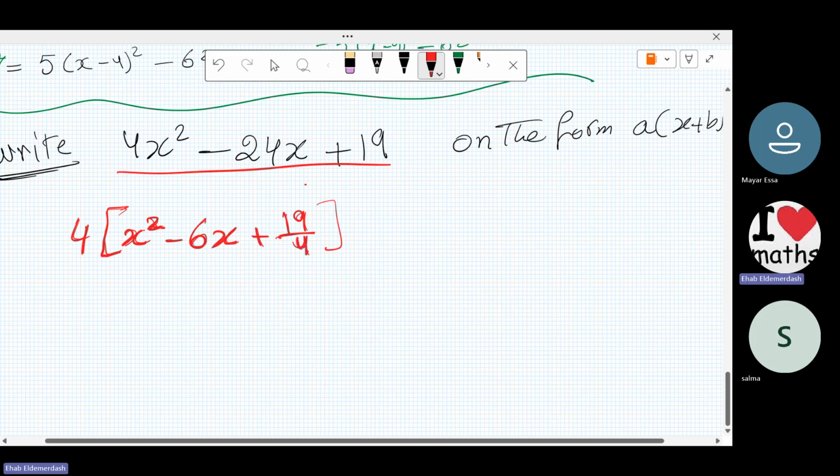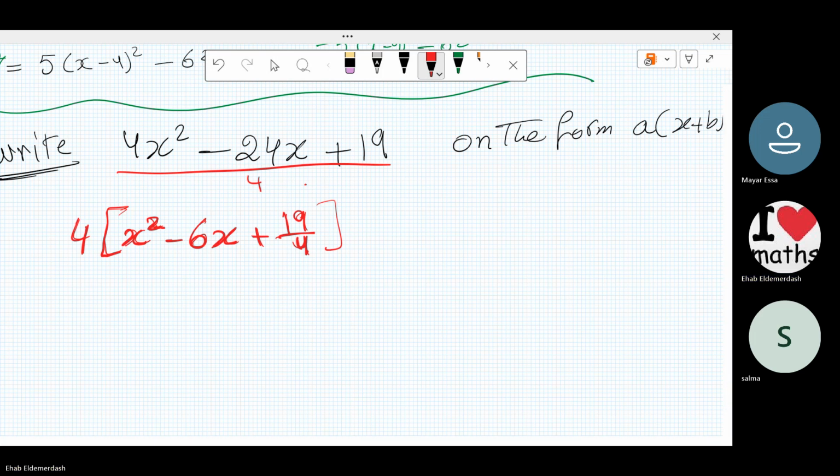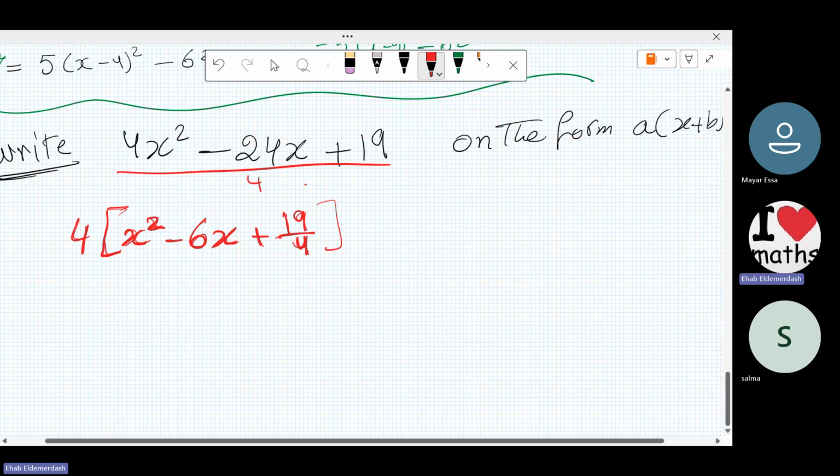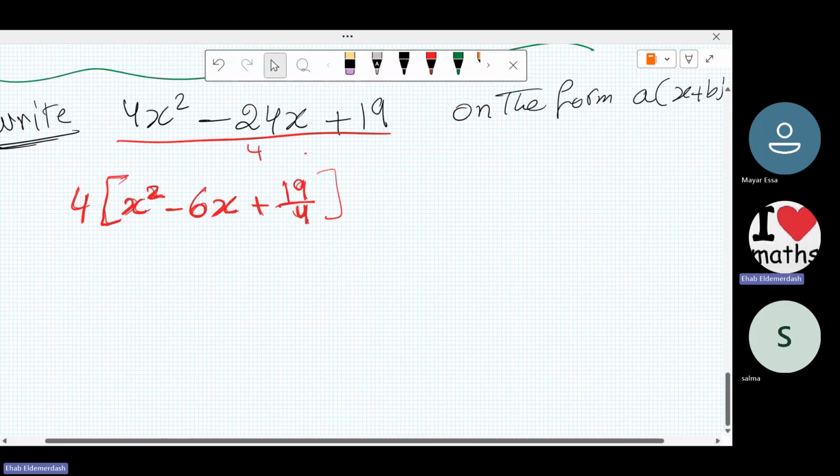What we did is that we took the 4 and divided the whole equation by 4. If I take 5, I will divide the whole equation by 5. If I take 3, I will divide everything by 3. If I take 10, everything will be divided by 10. Okay? After I did this, here I have the operation 4 and the bracket, I will keep it. Now, I have to work inside.